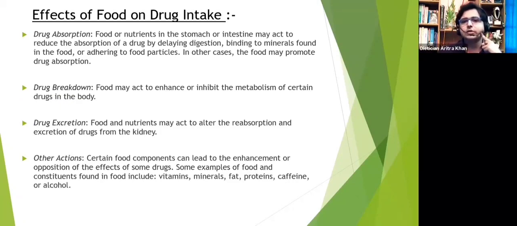Certain food components can lead to the enhancement or opposition of the effects of some drugs. Some examples of food and constituents found in food include vitamins, minerals, fat, proteins, caffeine, and alcohol. We know coffee, tea, and xanthines are all so important for our adrenal cortex and energy. There is research published by the National Institute of Nutrition, India, from Hyderabad. That is good. But not all food groups suit everyone; with bronchodilators and the bradykinin effect, caffeine is not always suggested.